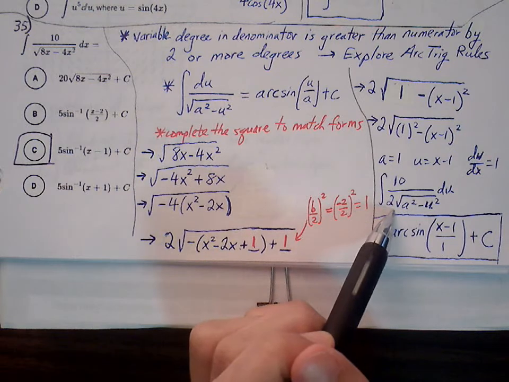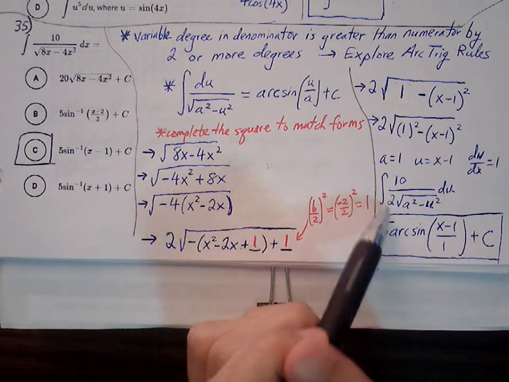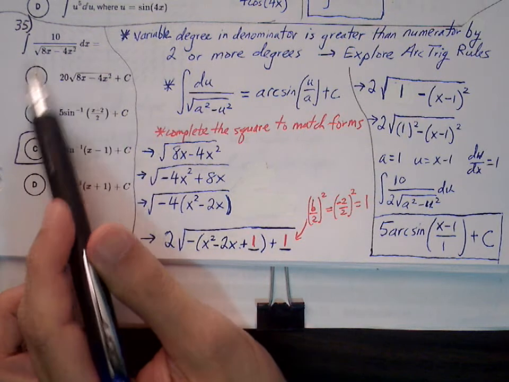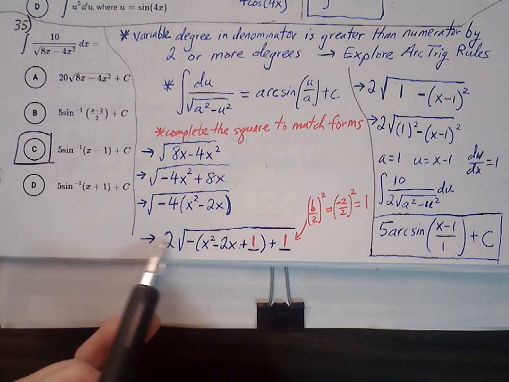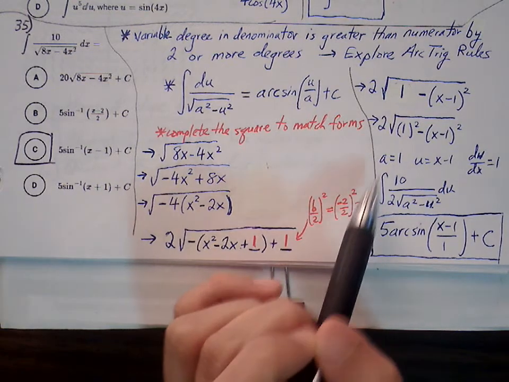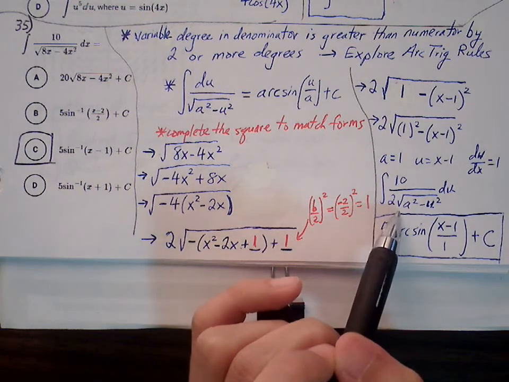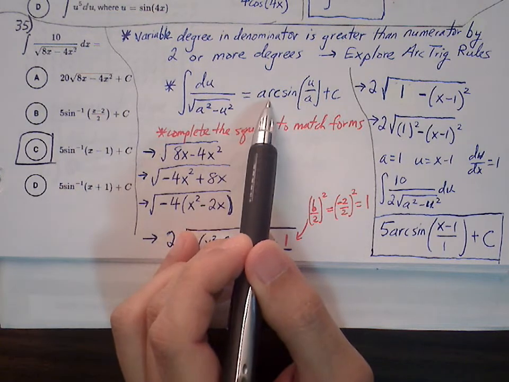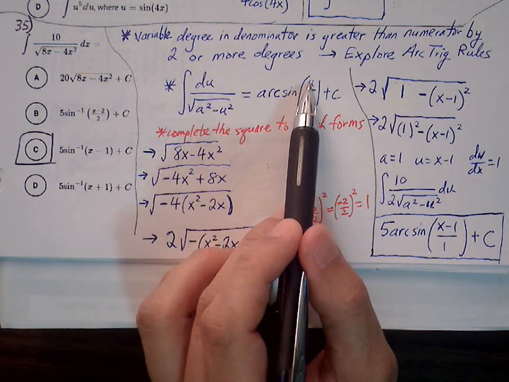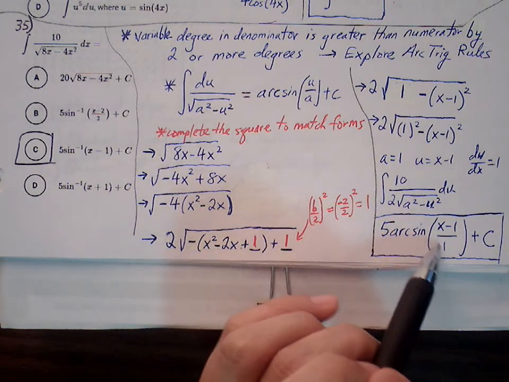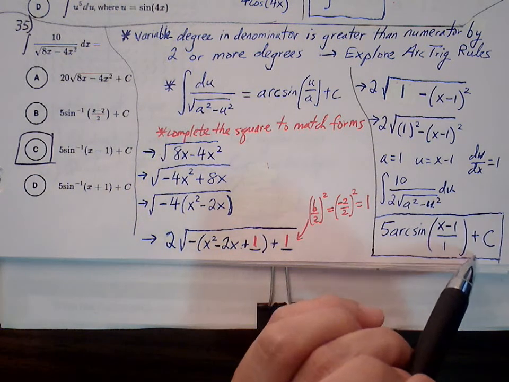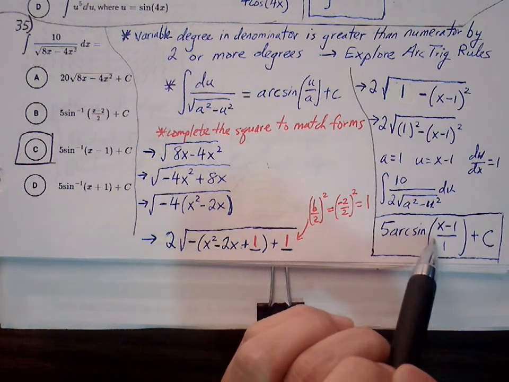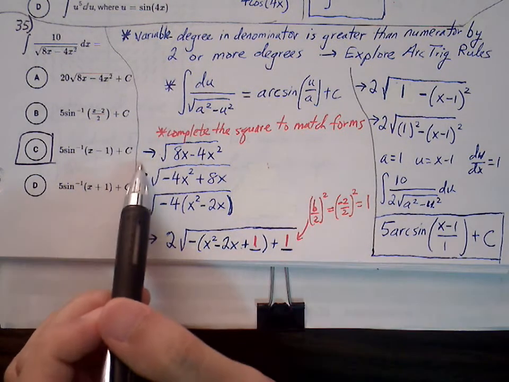I make my substitutions, and I get 10 over 2. Right, 10 is still part of my problem here, divided by 2 because there's a 2 coefficient out in front. And then I can push that 10 over 2 as 5, and then the rest matches my du over square root of a squared minus u squared. So the integral rule is arc sine of u over a. My u value is x minus 1. My a is 1. So 5 arc sine of x minus 1 plus c, or 5 inverse sine of x minus 1 plus c. That's answer choice C.